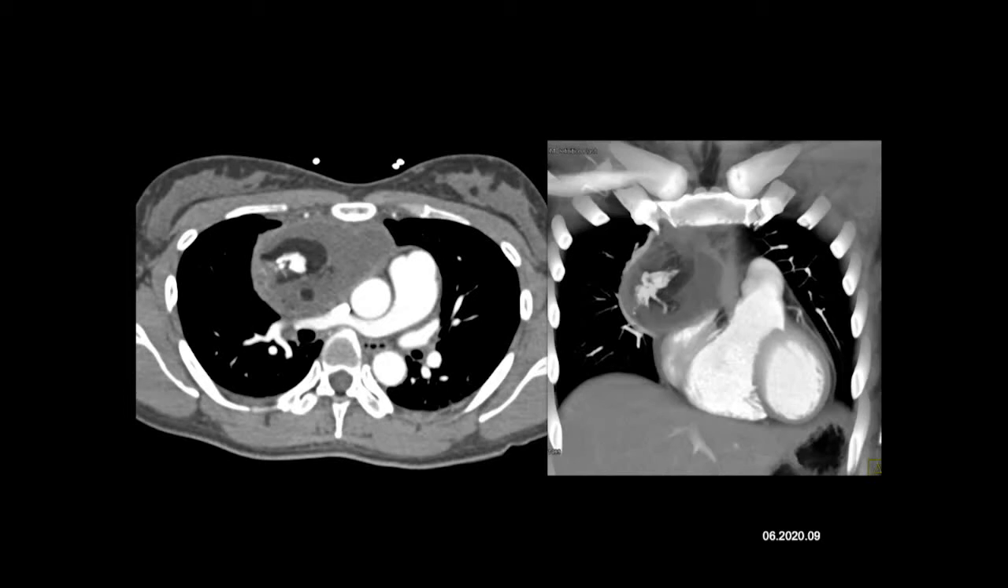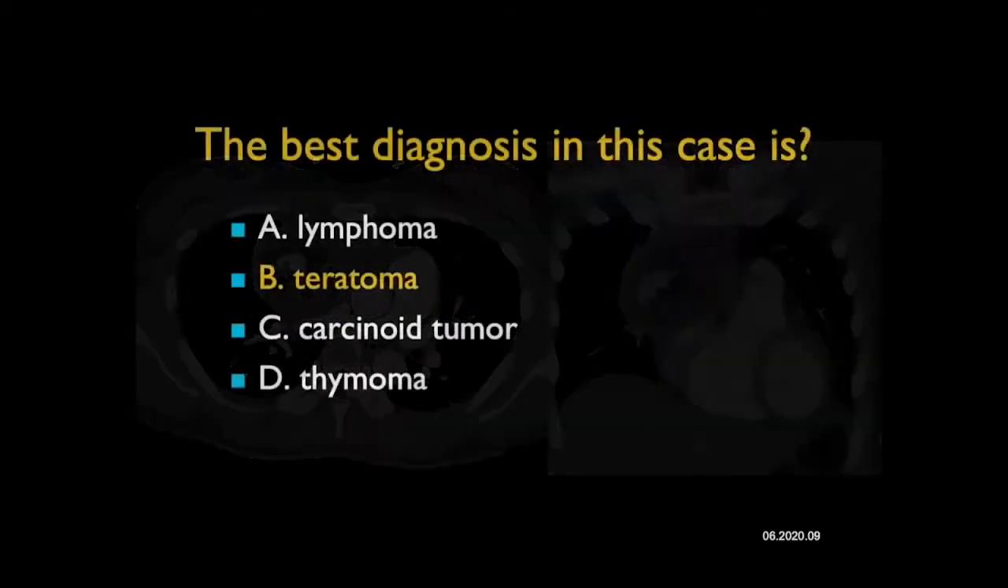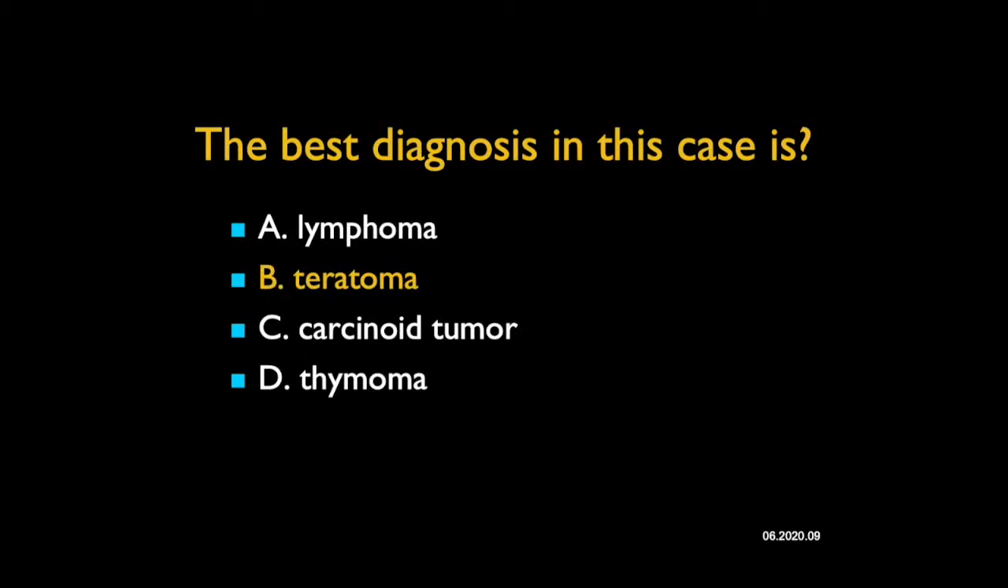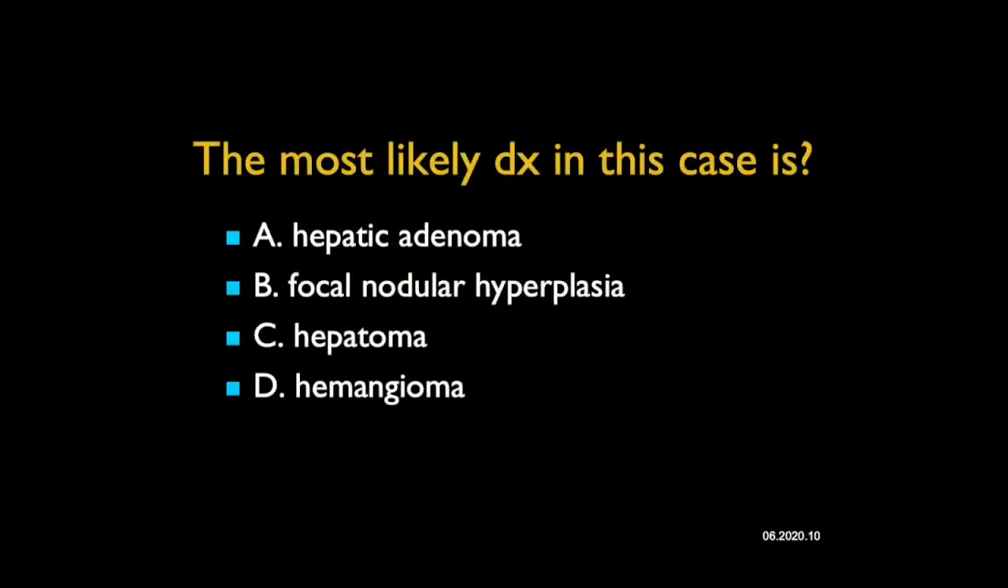Thymomas are anterior mediastinal masses, but they don't have fat. They can have calcifications, particularly if they've been treated. So this was a beautiful example of a teratoma. This is a great case.